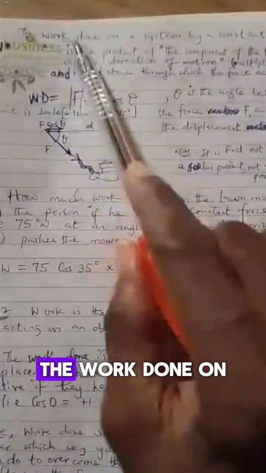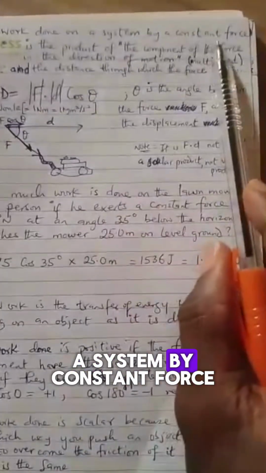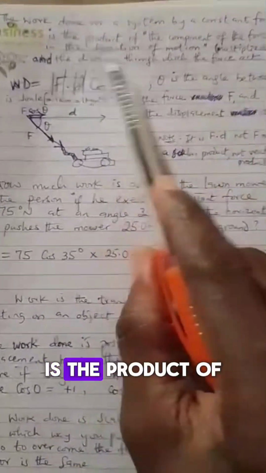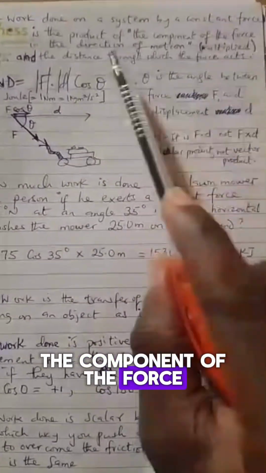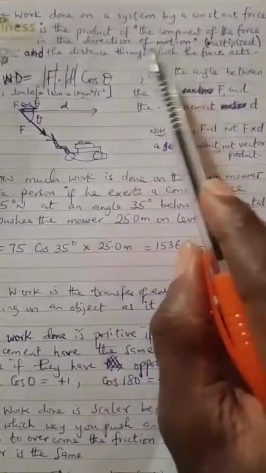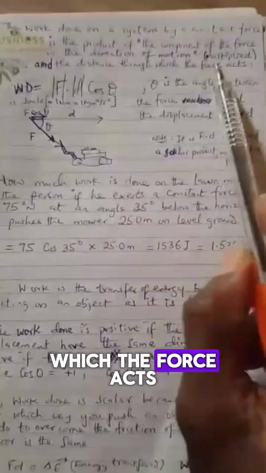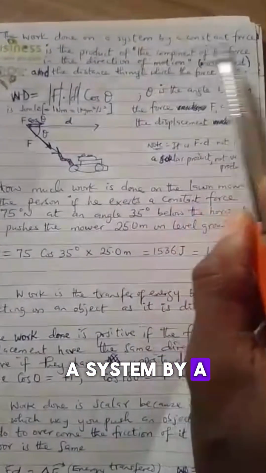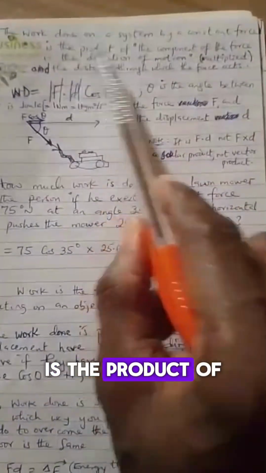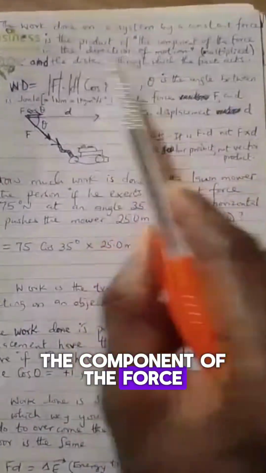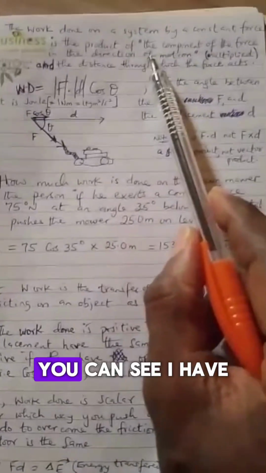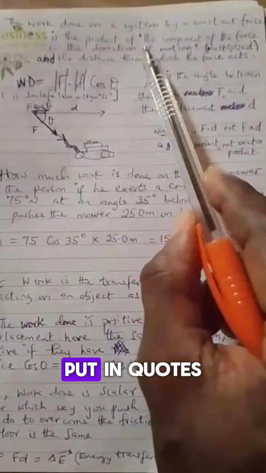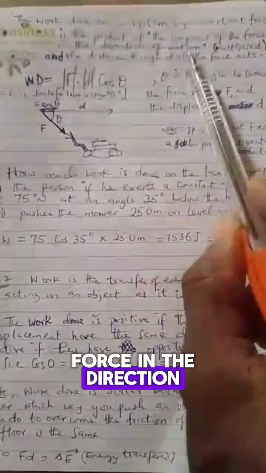What is work? The work done on a system by a constant force is the product of the component of the force in the direction of motion and the distance to which the force acts. I repeat, the work done on a system by a constant force is the product of the component of the force in the direction of motion. You can see I have put in quotes the component of the force in the direction of motion.